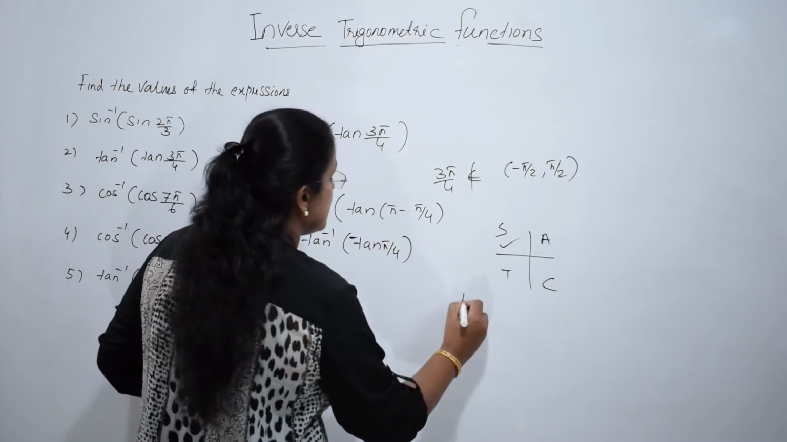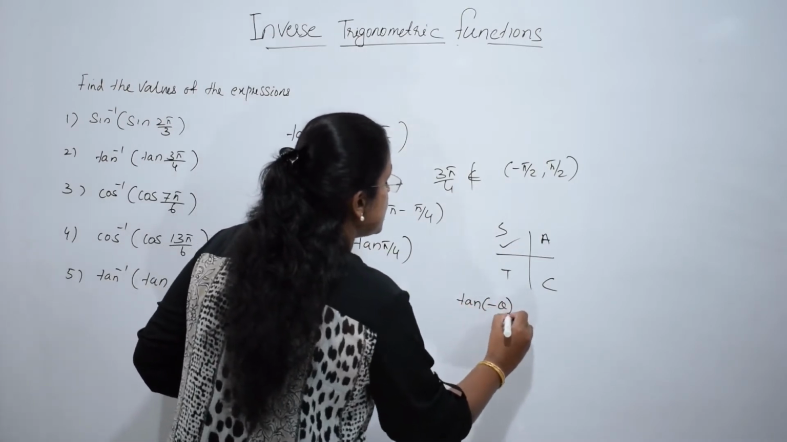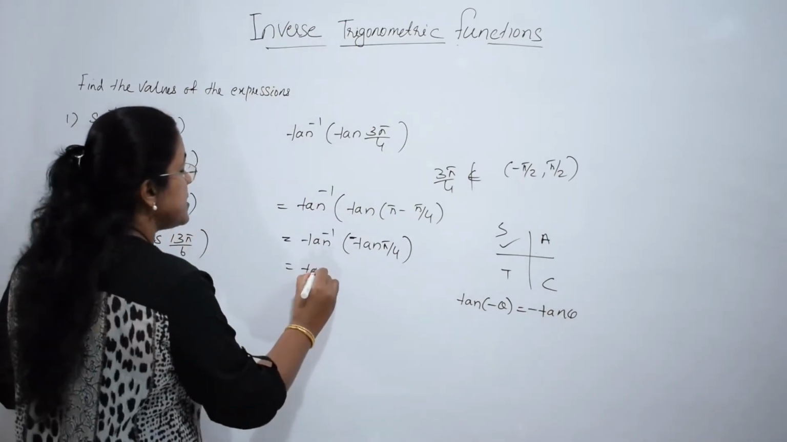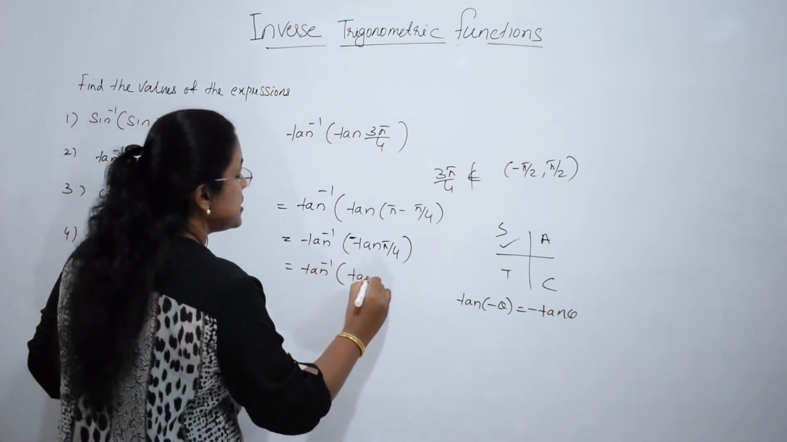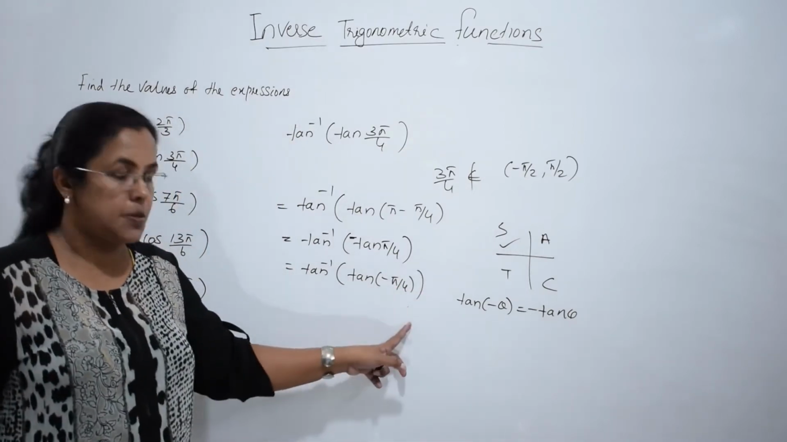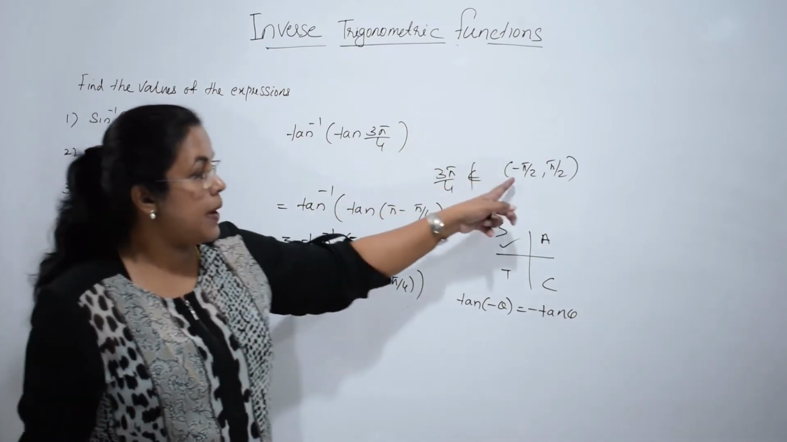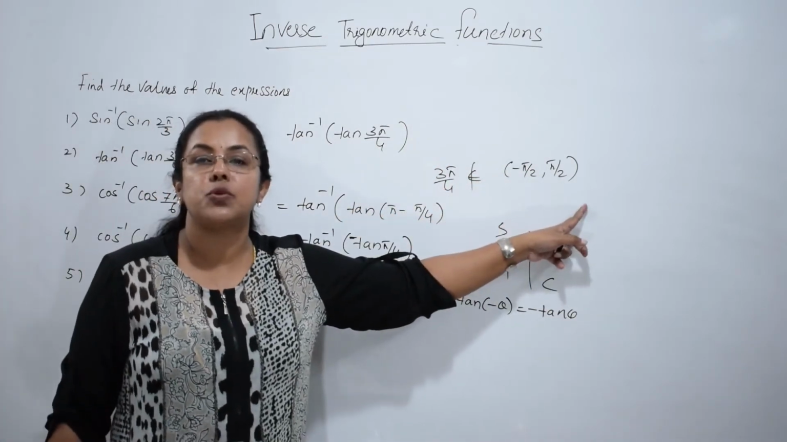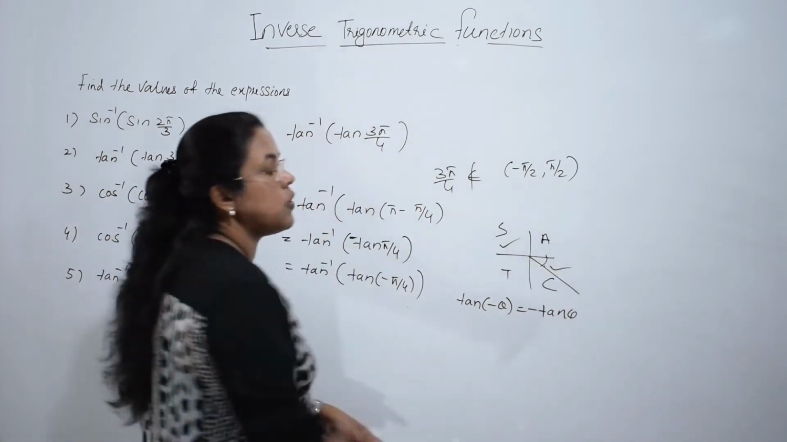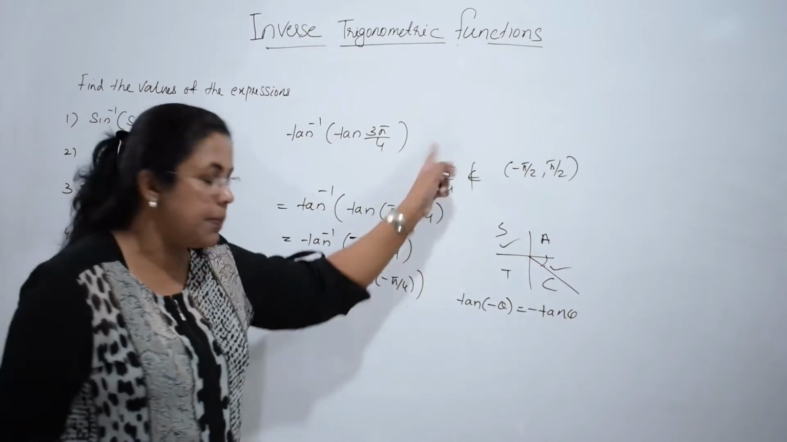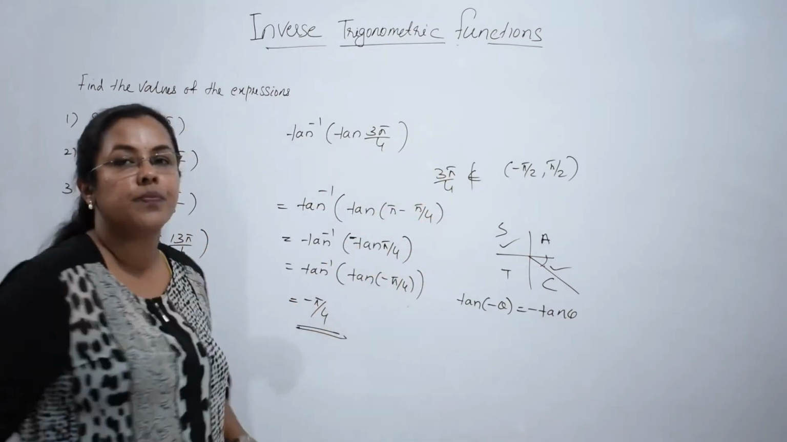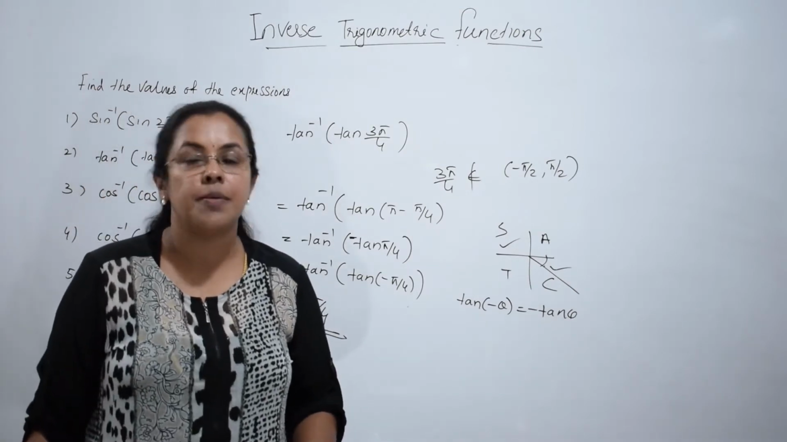Second thing, we have already learned tan of minus theta is minus tan theta. So we can write minus tan theta as tan inverse tan of minus pi by 4. Is minus pi by 4 an element of minus pi by 2 to pi by 2? Of course, it lies in the fourth quadrant. It is a member. So we can write the answer as minus pi by 4.